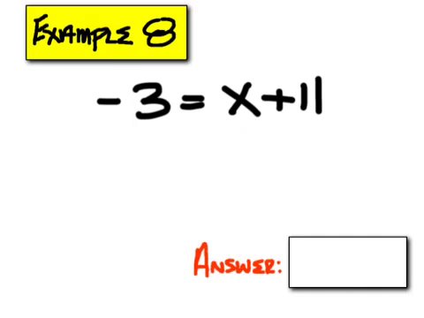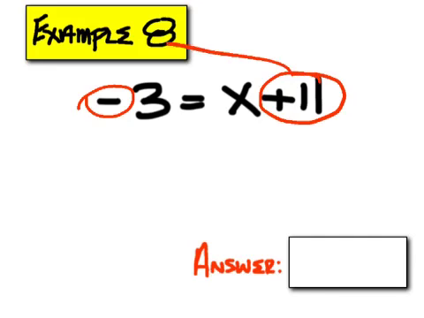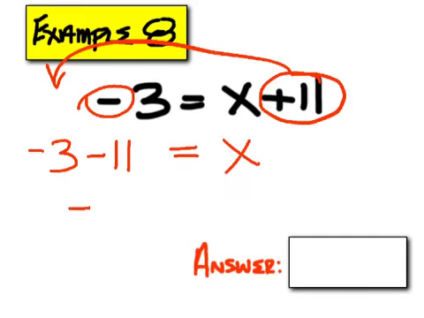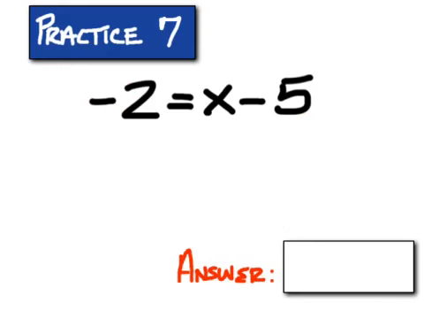And in example 8, you have a negative number out here, but it doesn't change anything. You still move this over to the left, and it becomes minus 11. Negative 3 minus 11 is negative 14. And will you add those two?